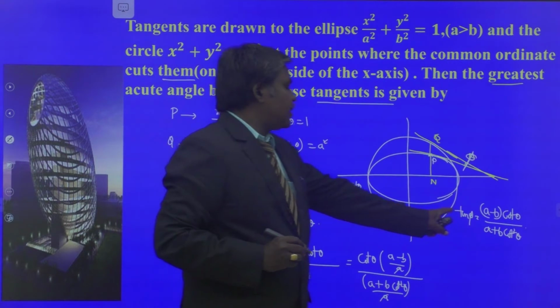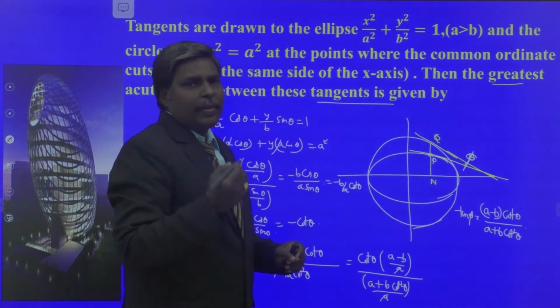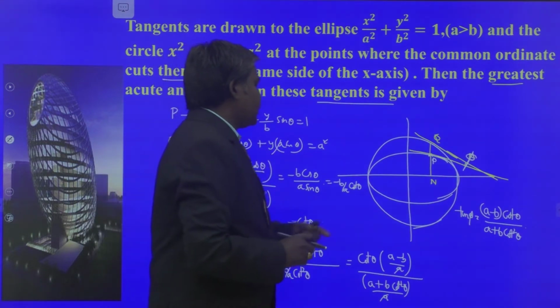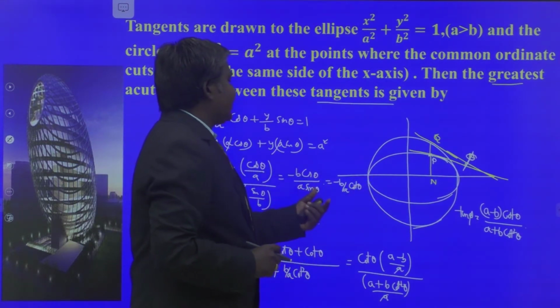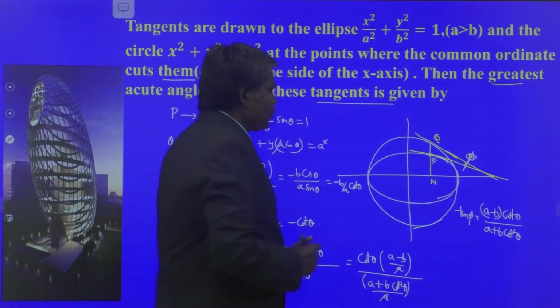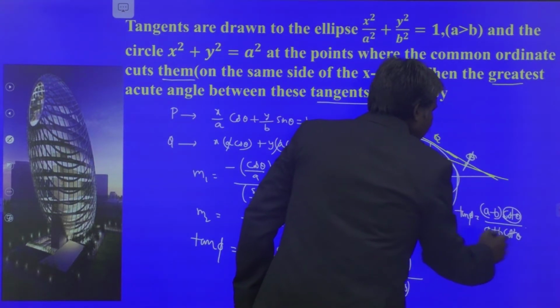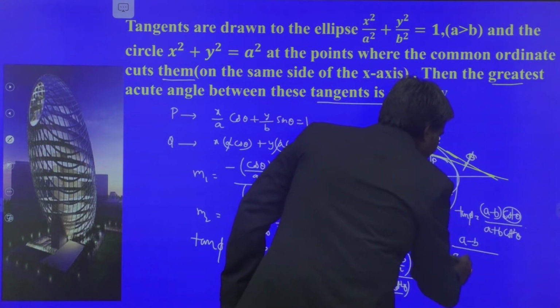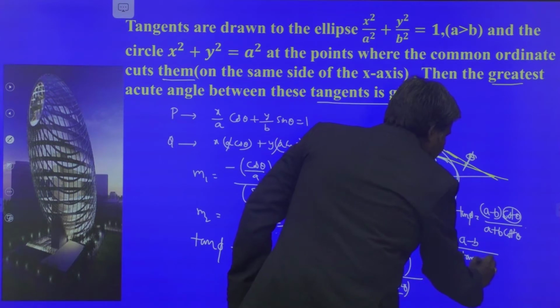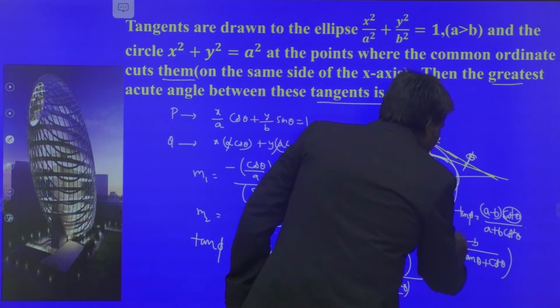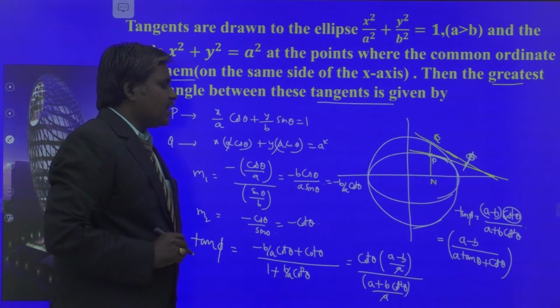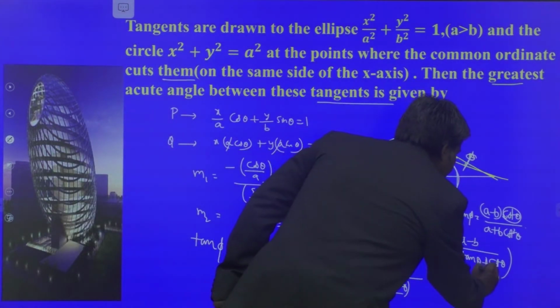Now we have to maximize this phi. At that time we are going to calculate the value of phi, that is, phi is the angle between these two tangents. For that, take this cot theta to the denominator. That becomes a minus b by a tan theta plus b tan theta into cot square theta means b cot theta. So tan phi is equal to a minus b by a tan theta plus b cot theta.